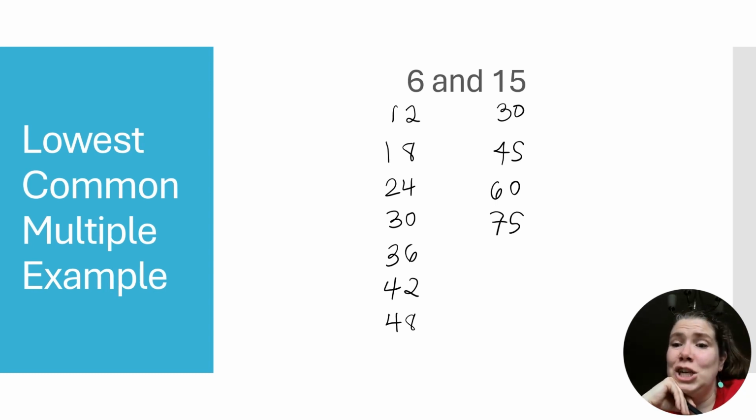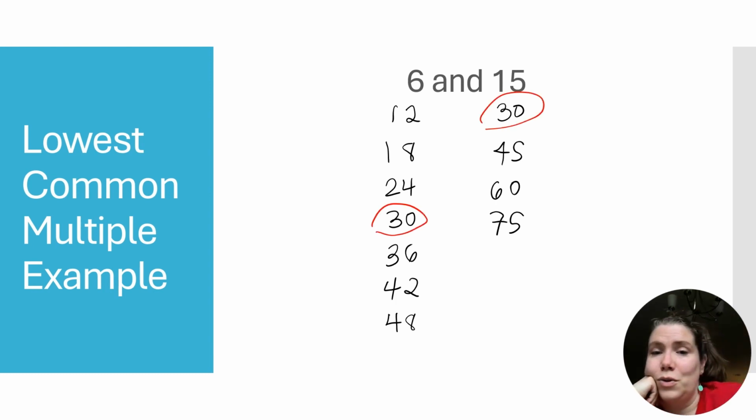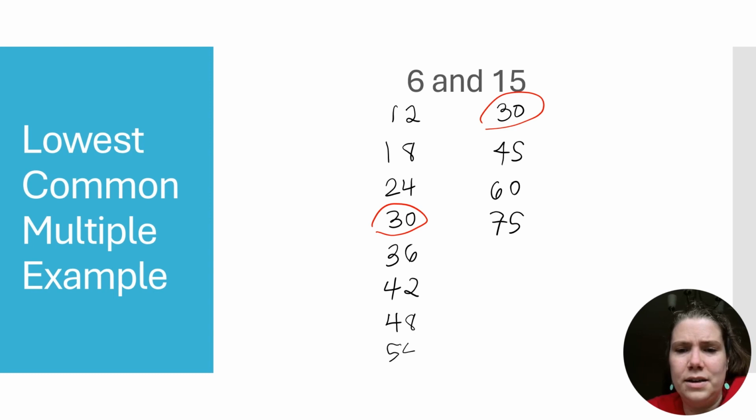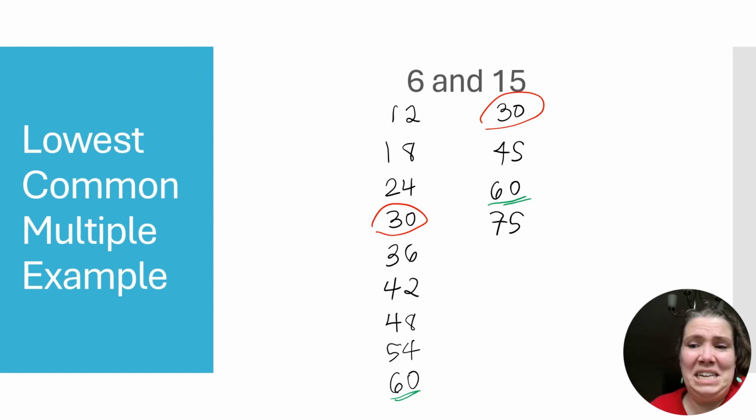And now we're just going to check our lists and see, 30 is on both of our lists. So 30 is my lowest common multiple of 6 and 15. We could note, if we went a little farther on 6, that 60 is also a common multiple, but it's not my lowest common multiple. And in fact, as you keep going, there's going to be more. 90, 120.